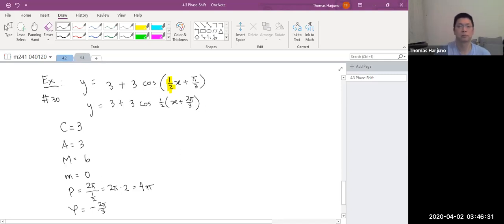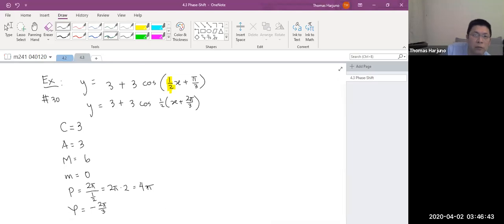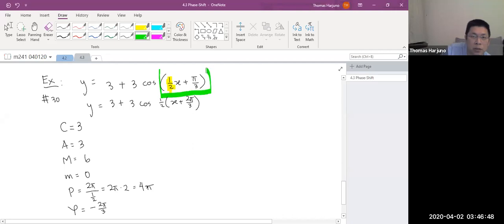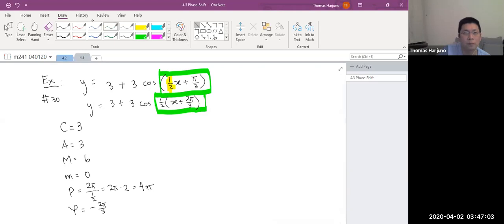Okay. So if we have a coefficient in front of that x, and they are all inside the parentheses, then you need to factor that out first. Let me emphasize that here. This has to become like this first. You see what I mean? Now once we get this information, center, amplitude, maximum, minimum, period, and phase shift, then we can go on with the graph.